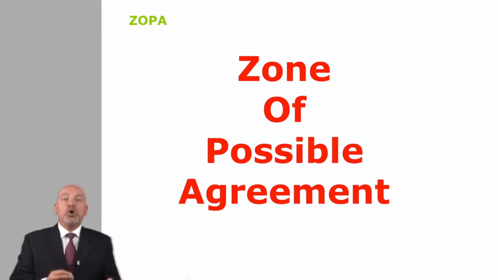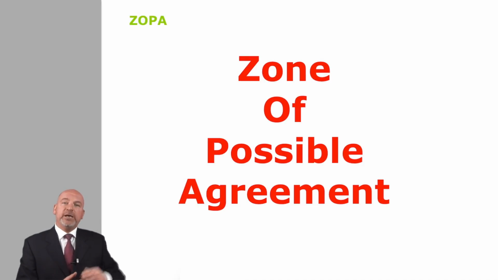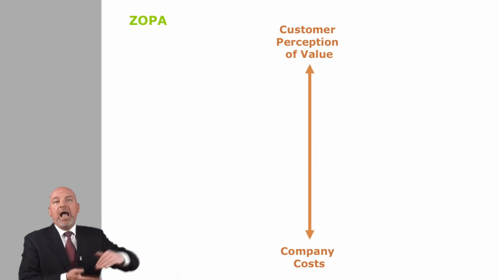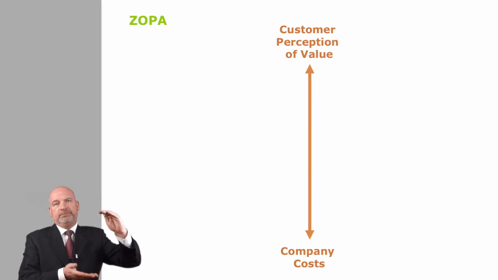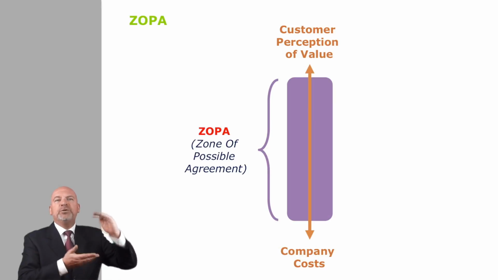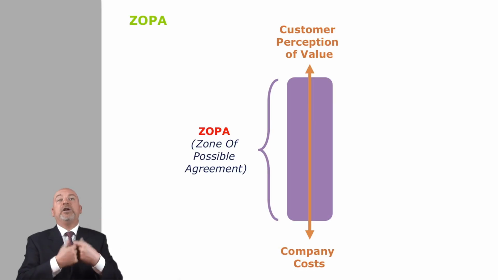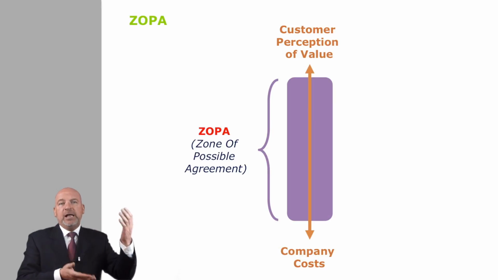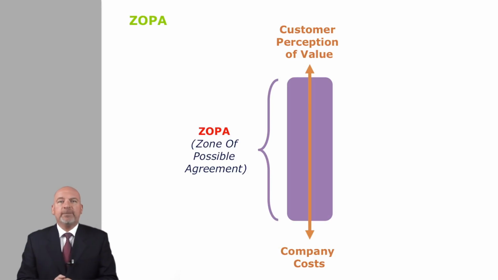The ZOPA, I love that name. ZOPA is the zone of possible agreement. And in a nutshell, it's the difference between your company costs and the customer perception of value. And as you can clearly see, the bigger the ZOPA, the broader the ZOPA, the more likely it is that you'll find a large number of customers willing to settle on your price.